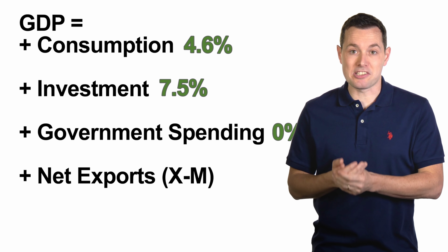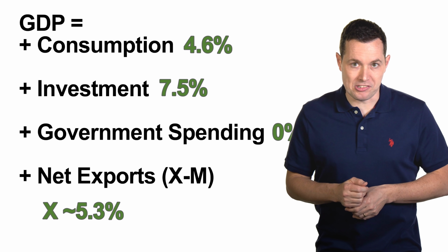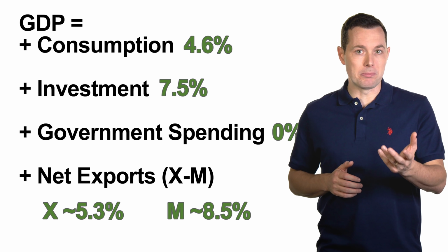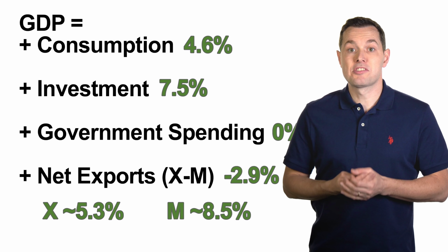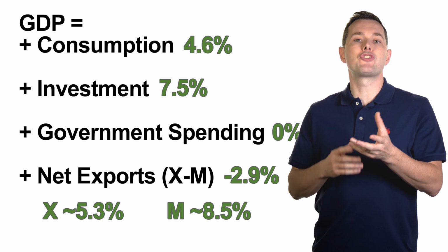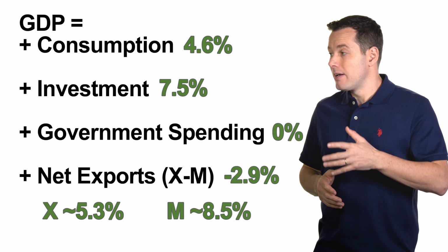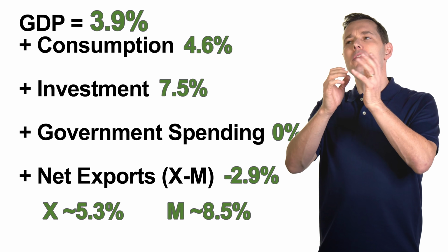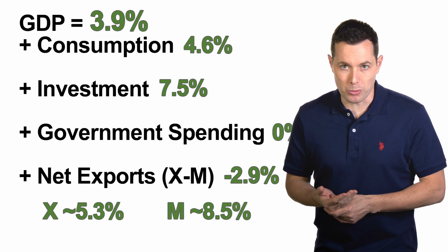Okay, now we shift over to net exports. For exports, I was able to find an expectation of 5.3%. And then imports are expected to be 8.5%. If we do that very simple math, we end up with net exports of negative 2.9%. So clearly, net exports are going to be a negative thing for the broader economy, or at least for the GDP numbers. Now, at the end of 2021, it is expected that we will see, on average, growth of 3.9% for the broader economy. That's what GDP is right now estimated to be at the end of 2021.